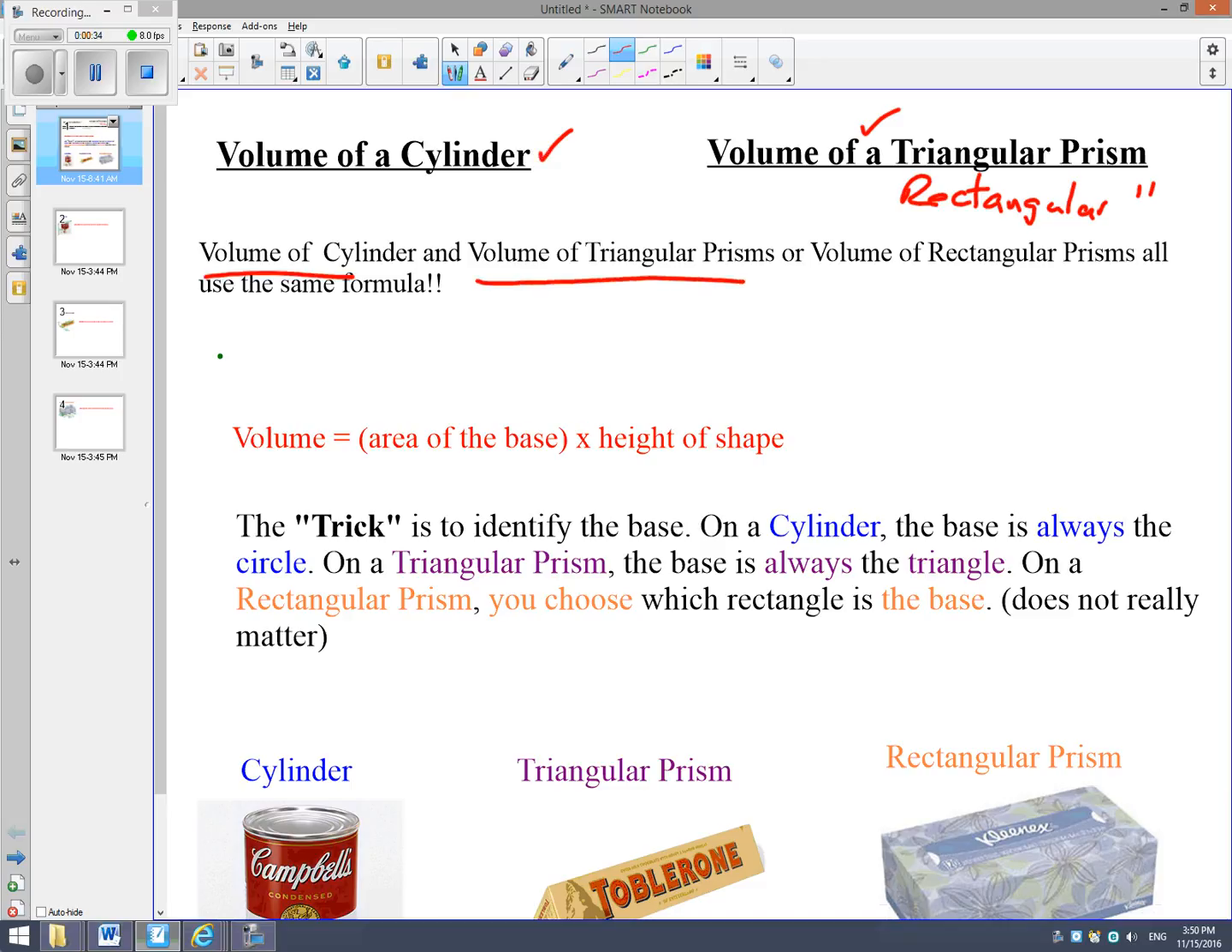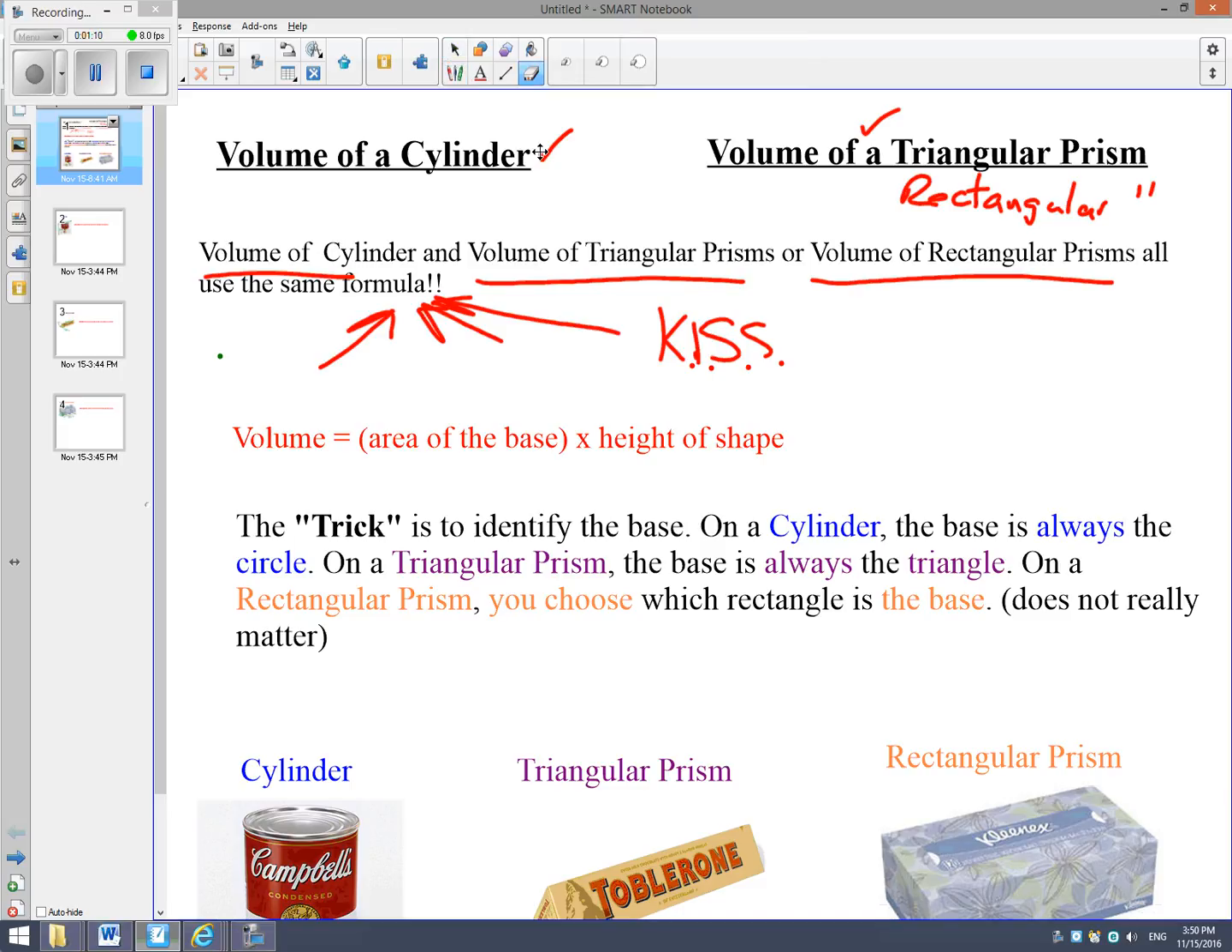Now, the first part I want you to be aware of is that volume of a cylinder, volume of a triangular prism and volume of rectangular prisms all use the same formula. And that is good for us because sometimes we make mistakes when we're changing between formulas. And I believe in the KISS method. The KISS method is keep it simple, stupid. And I am not calling any of you stupid. I'm saying, why make it harder than it has to be? We will use one formula for all three of our three-dimensional shapes. Our cylinders, our triangular prisms, and our rectangular prisms will all use the same formula.